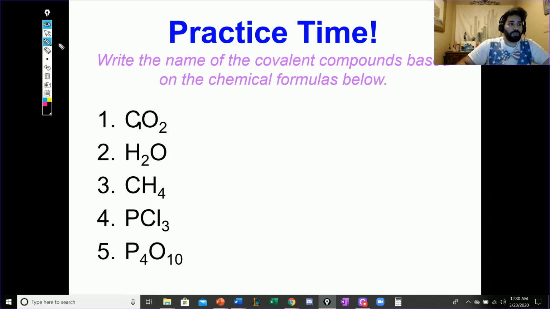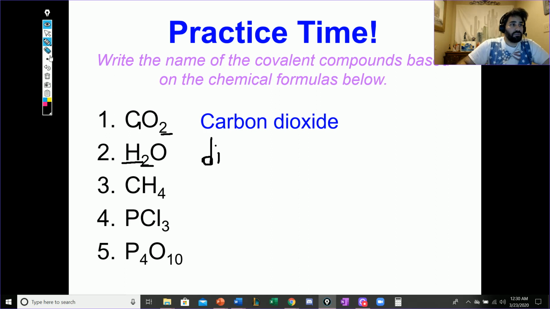So you just say carbon, and then what's the prefix here? It is di. And it's not dioxygen, right? It's not carbon dioxygen. It's carbon dioxide. Next one. The prefix is 2, so it starts with di.